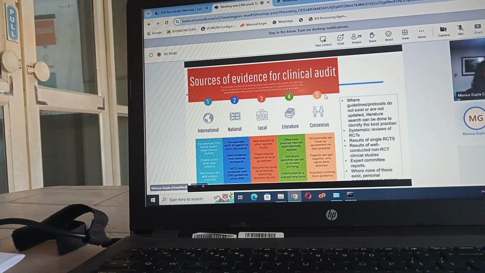Look at the literature, often best practices have not been formally agreed upon because everyone has their own style of working and managing patients. Literature searches can tell us what is the current thinking. Like for example, managing hypertension, managing diabetes. Now these are age-old problems and we must check whether people are following the current good practices or not. Right? Then occasionally we have no agreement on best practice. Experts can get together and agree on what is the best practice and arguably create the evidence. Right?